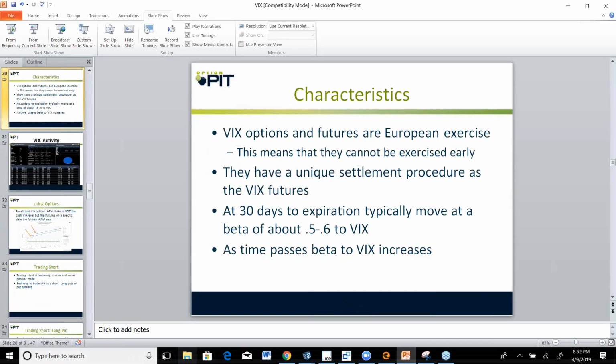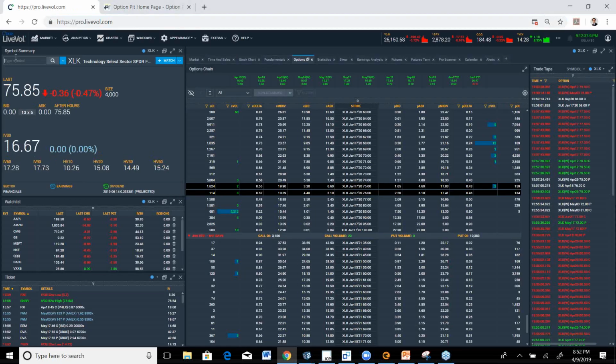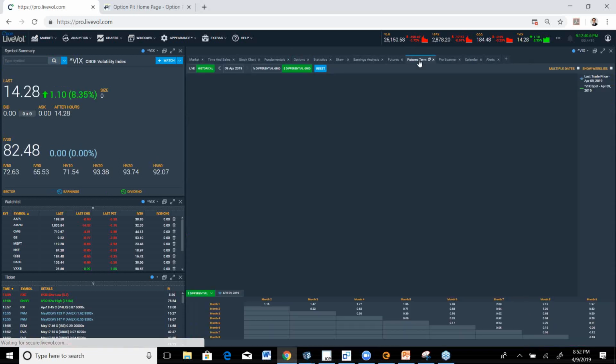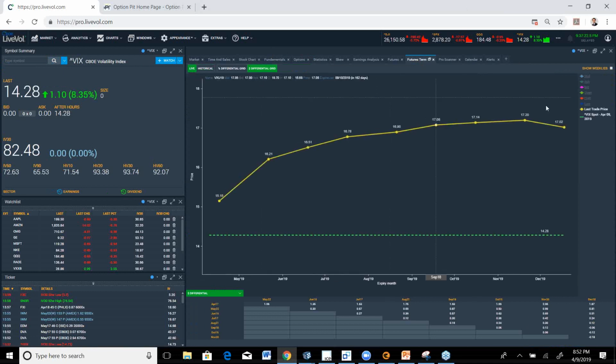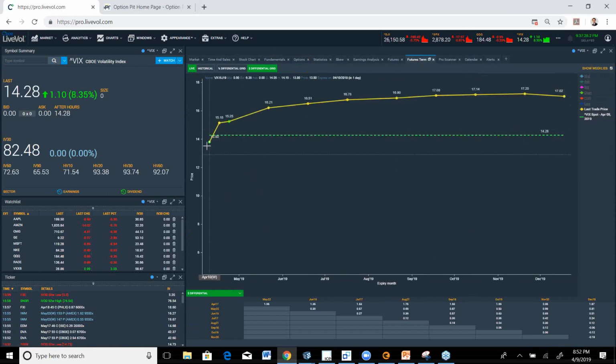All right, if I was going to throw in the weeklies here, I can do that. Go to VIX. Go to futures term. Live. And here's the weeklies. You can see where they are. The April future actually is underneath the cash index, settled 13.80.